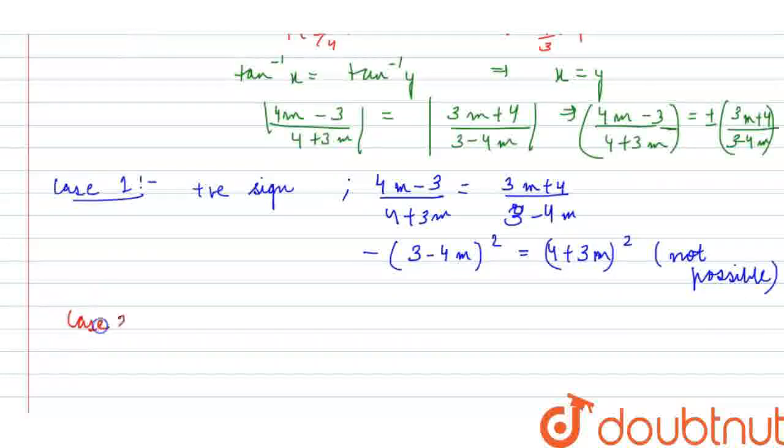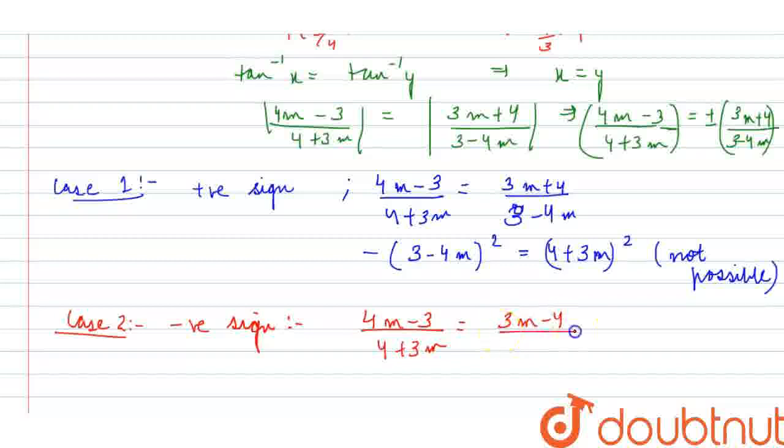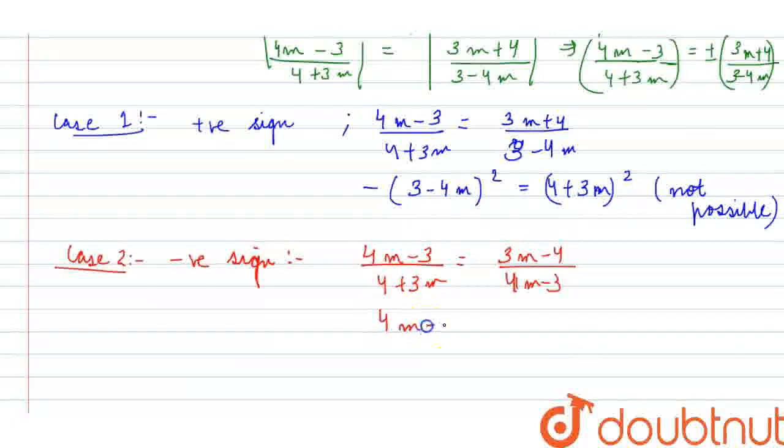So case 2, taking the negative sign. So if I'll be taking the negative sign, I get 4m minus 3 upon 4 plus 3m is equal to, since it's minus here, 3m minus 4 upon 3 minus 4m. Here it will be minus sign, so if I'll be utilizing it here, it becomes 4m minus 3. Now performing the cross multiplication, I get 4m minus 3 whole square is equal to this plus. So this is 3m plus 4 whole square.